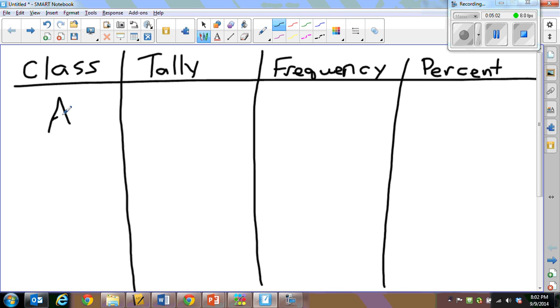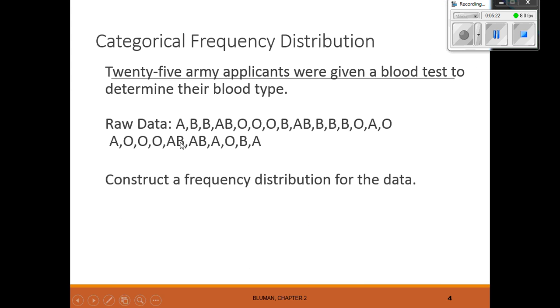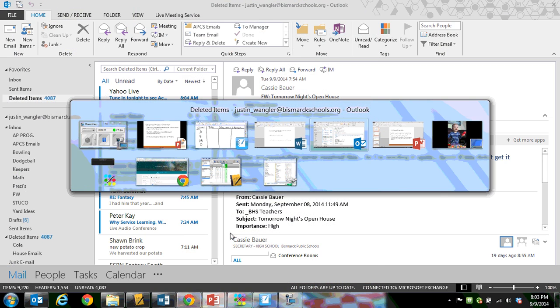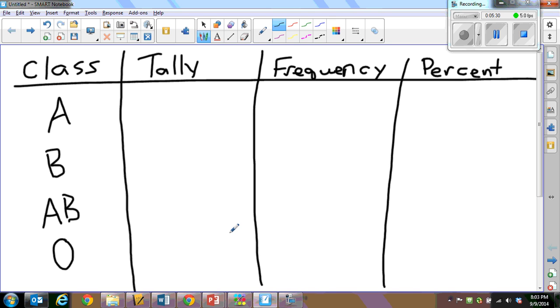are A, B, AB, and O. Technically, there's no right or wrong order for these. And now you just go through, when you're looking at the slide, and we go through and we tally each one of these. What I'm going to do is look at my book on page 38. So I'm going to start at the top left and go down.